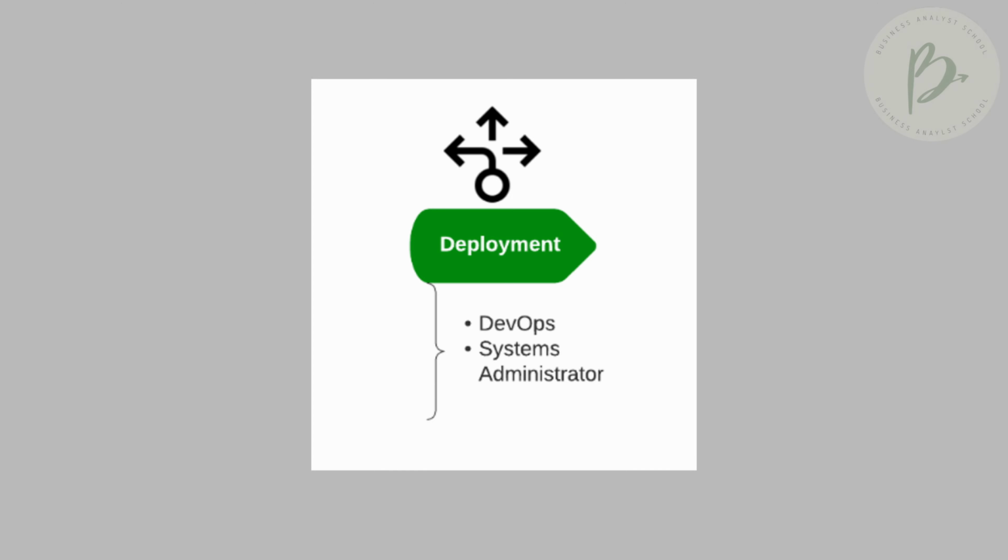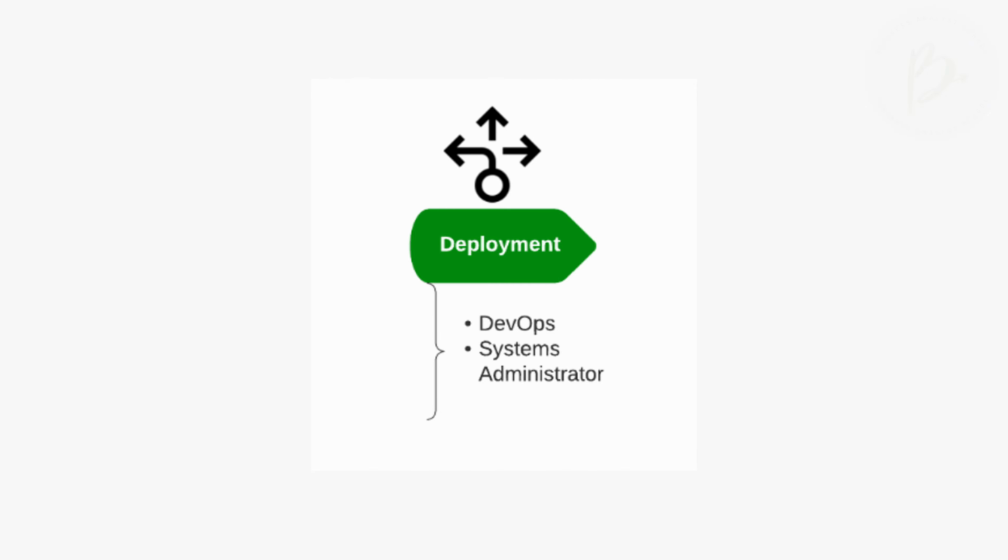Deployment, aka go live. And who are the people here? Your DevOps, your techie people, your system administrator, all those people. So this is where the product is released to the end users. We are live, aka go live, like I said. What is the BA role here?